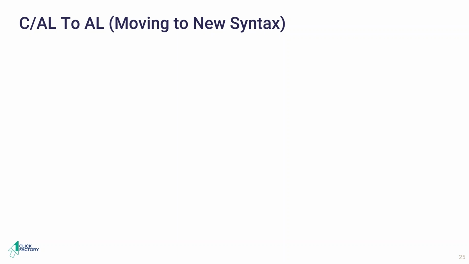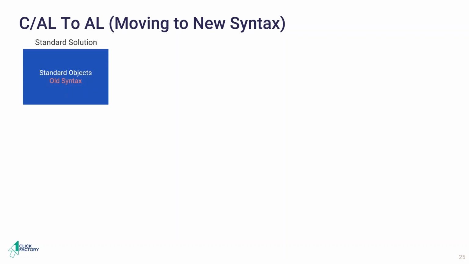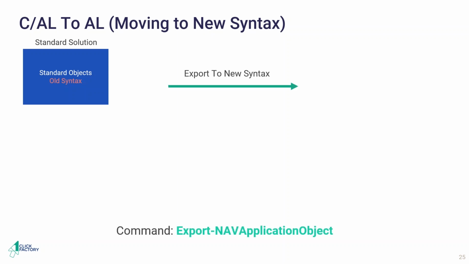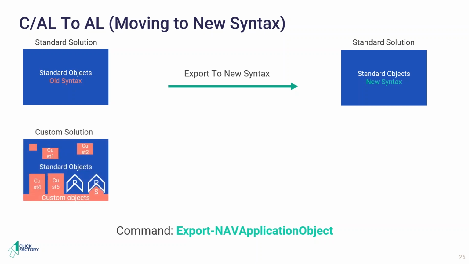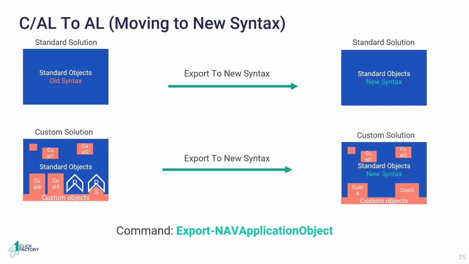And before I explain what the new syntax is, I'm going to show how easy it is to start. Basically, we take the standard solution of Business Central on which our custom solution is based, and we run a specific command called export nav application object. After we run this command in PowerShell, we get a standard object text file on which the new syntax is based. Then we do the same with our custom solution. We take our custom solution, use the export to new syntax, and then we have our custom solution in the new syntax of Business Central.